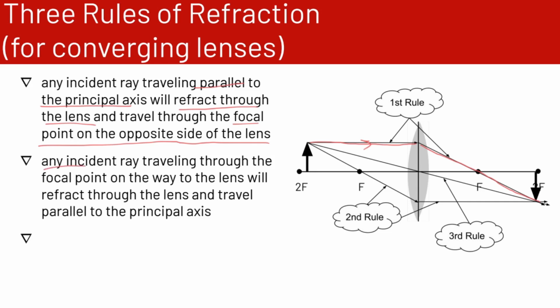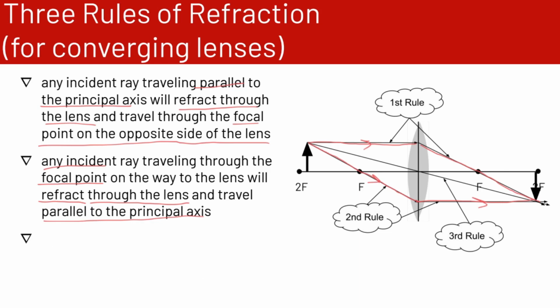Rule number 2 says that any incident ray traveling through the focal point of the lens on the object side, on the way to the lens, will refract through the lens and travel parallel to the principal axis. So that is this line here. This line is traveling through the focal point. That's our incident ray. And then the refracted ray travels parallel to the principal axis.